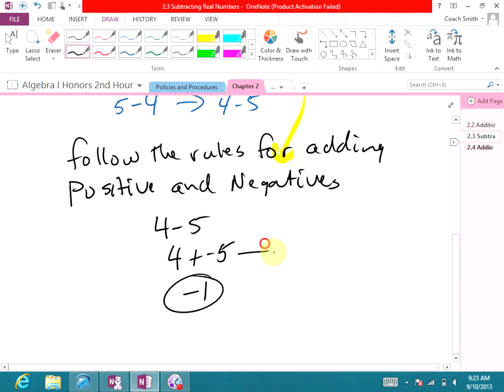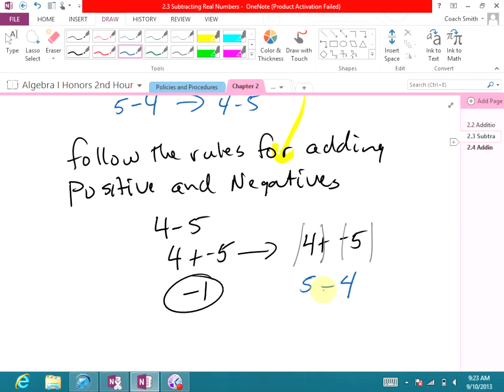The reason it is negative 1 is because if you have 4 plus negative 5, you take the absolute value of the two numbers. The absolute value of 4 is 4, and the absolute value of negative 5 is 5. Then I subtract their absolute values. I'm not subtracting the numbers, I'm subtracting their absolute values. 5 minus 4 is 1. The larger absolute value is negative, so I bring that negative sign down into my answer. That's why, mathematically, it is negative 1.